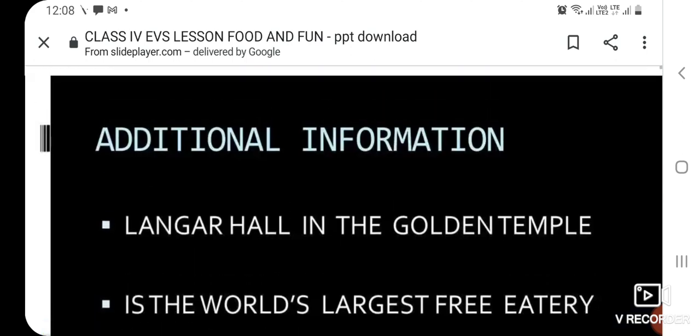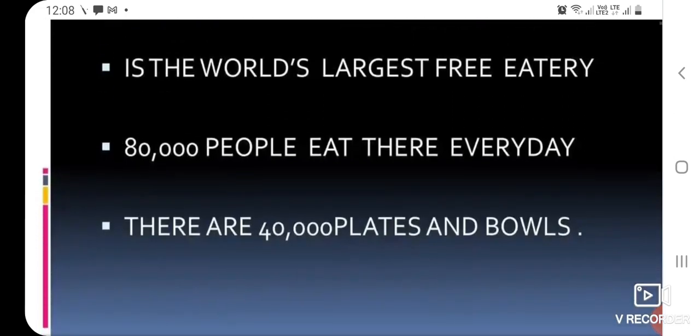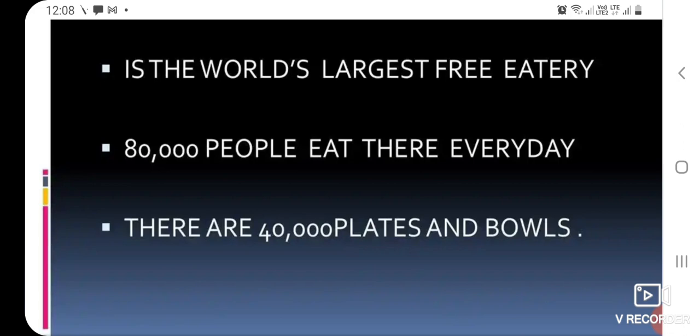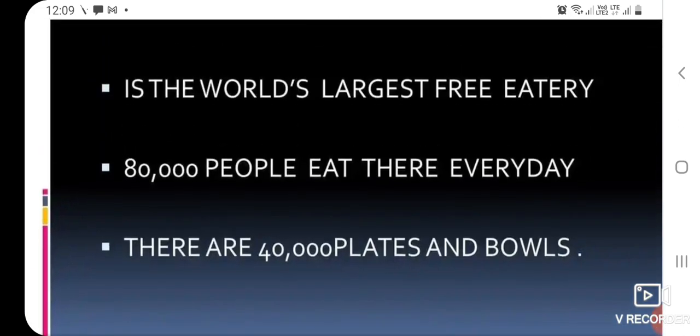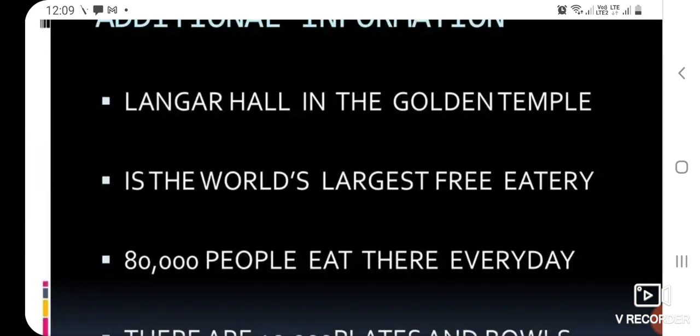Langar hall in the Golden Temple is the world's largest free eatery. Eatery means a place where the people are eating, largest people. 80,000 people eat there every day. There are 40,000 plates and bowls. So hope you get an idea about the langar from here. And so you can prepare the chapter also.